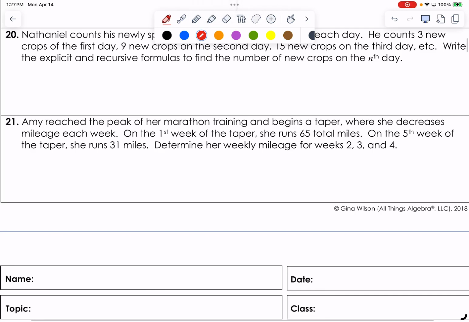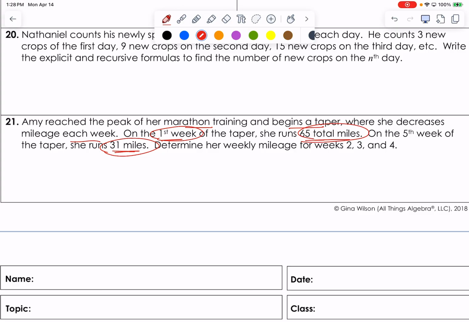Marathon training and begins to taper, where she decreases mileage each week. On the first week of taper, she runs 65 miles total. On the 5th week of taper, she runs 31 miles. So she's decreased over the 6 weeks, where she was running 65 miles a week, and 6 weeks later, she's only running 30 miles a week.